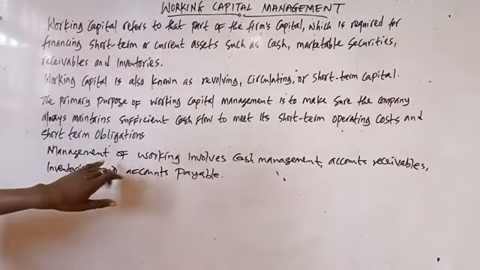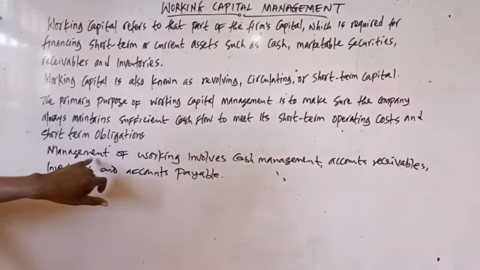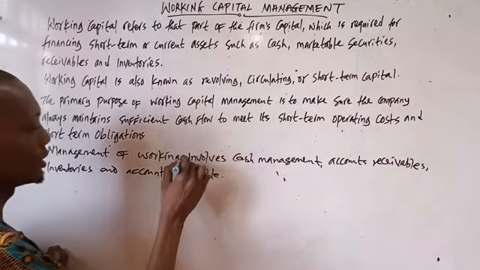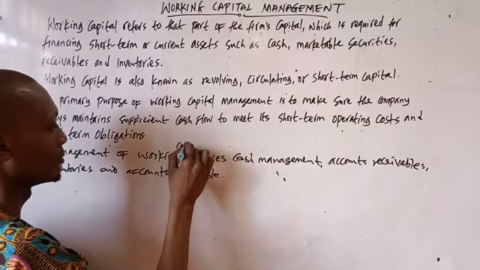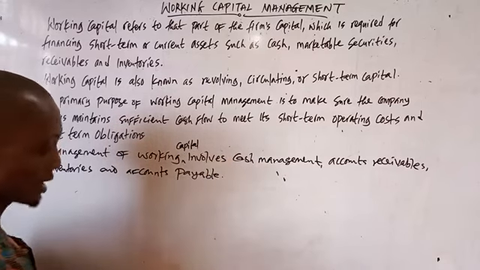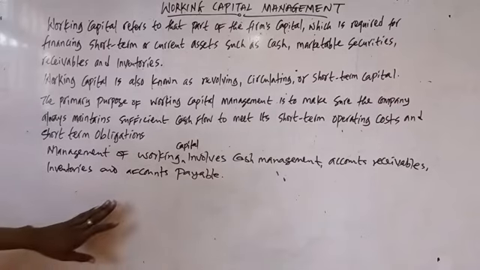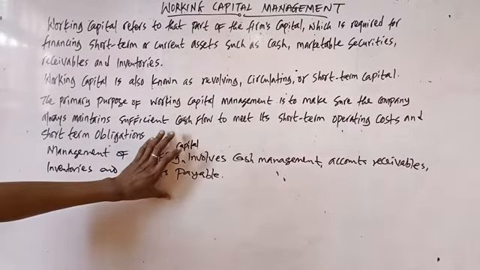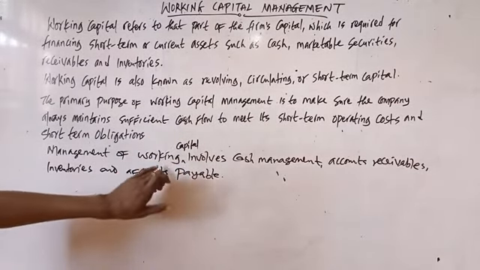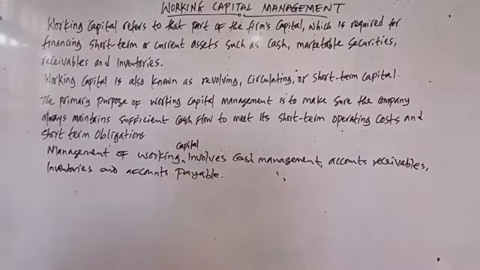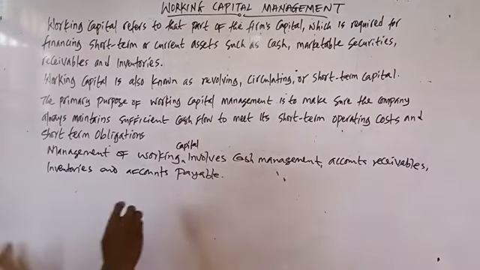So for you to effectively manage working capital, it involves management of working capital. Management of working capital here involves cash management, account receivable management, inventories, and account payable management. If you can appropriately manage these components, that is our working capital. Working capital is current assets and current liabilities, so in accounting terms, in that ratio form.